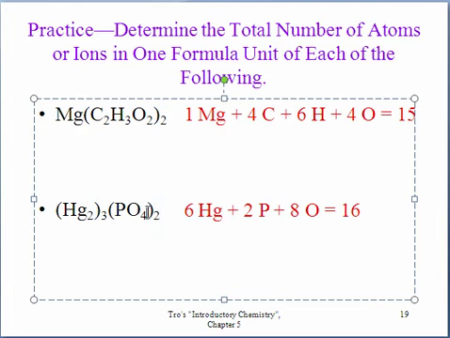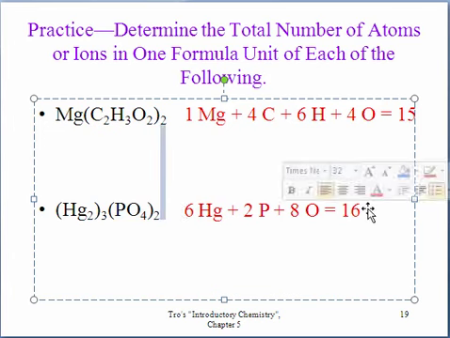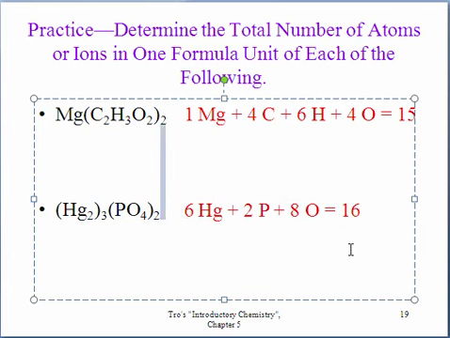And then let's look at this polyatomic ion. This polyatomic ion is known as phosphate. 2 times 1 is 2, and 2 times 4 is 8. So when we add these together, we get a total of 16. If you got this right, give yourself 2 pats on the back.